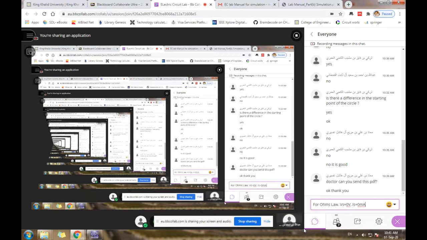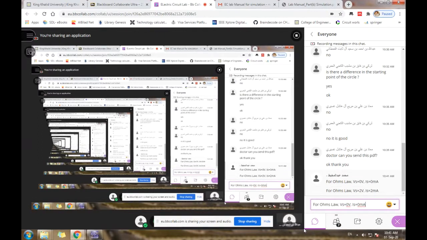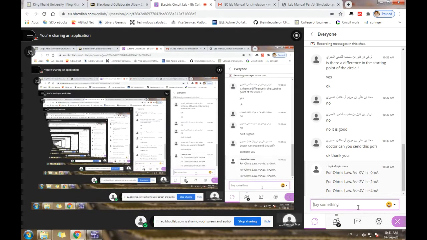So yeah. Next, when Vs is equal to 2 volts, you will get this. Next, when it is equal to 4, you are getting 4 milliamperes. Next, when it is equal to 6 volts, we are getting 6.001 milliamperes.